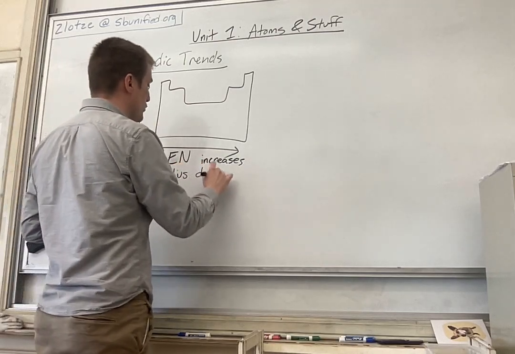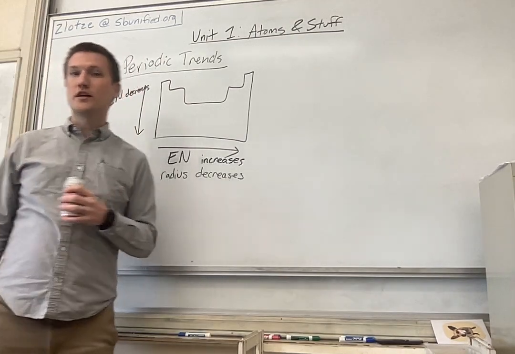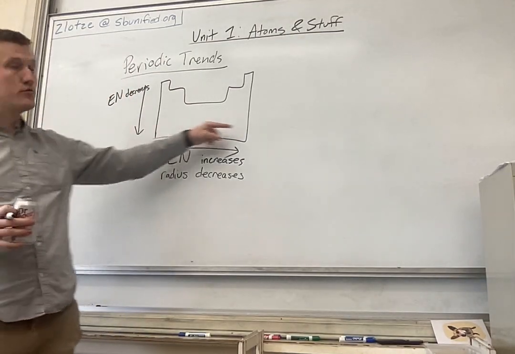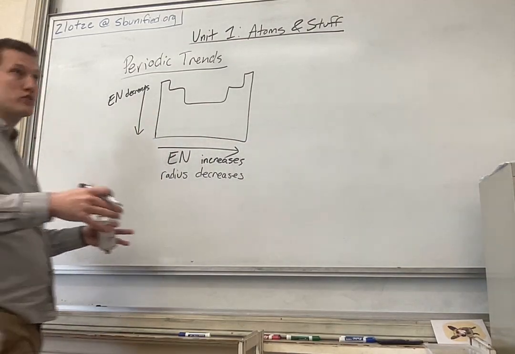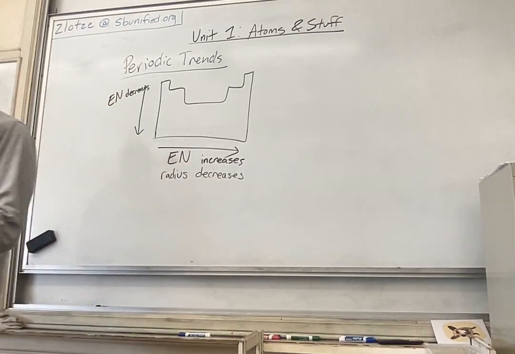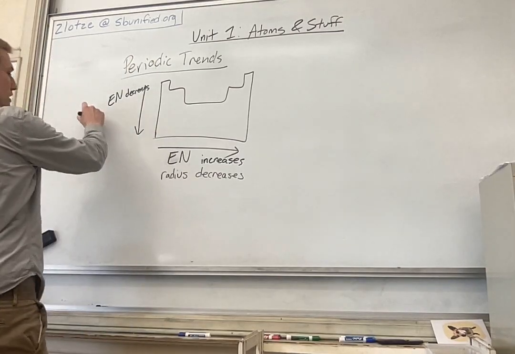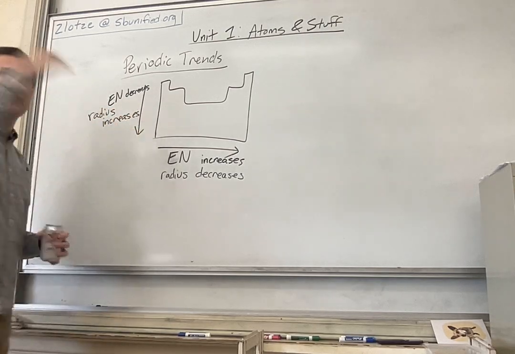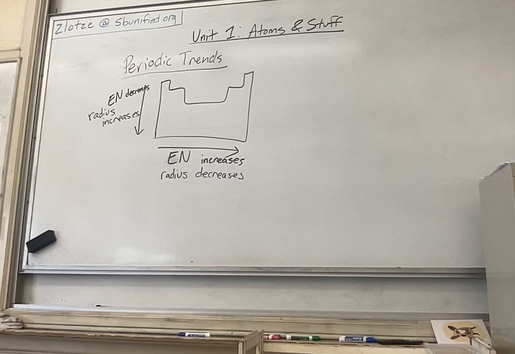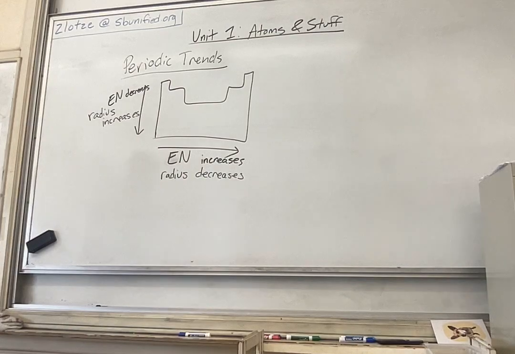Radius decreases as you go left to right within a row because there are more protons in the nucleus, which means a stronger Coulombic attraction for electrons, so the ones on the outside of the atom are pulled closer. Radius increases going down a column because every time you go down, the atom has another energy level, another orbital for electrons to live in, so you're adding shells to the onion of the atom.